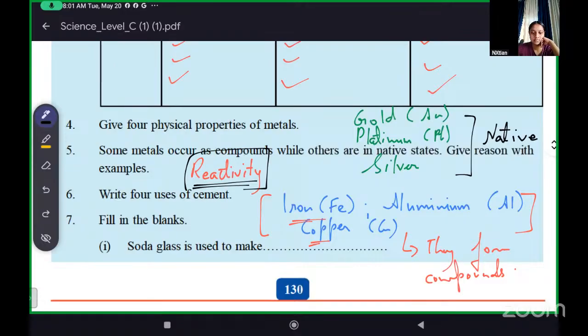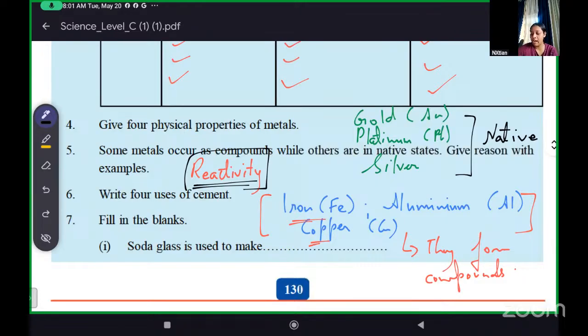Yes, ma'am. Any doubt? Like native state, see, gold, platinum, silver. Why are they found in native state? Because they are not reactive. They do not react with oxygen to form compounds. They do not react with sulfur or any other elements.